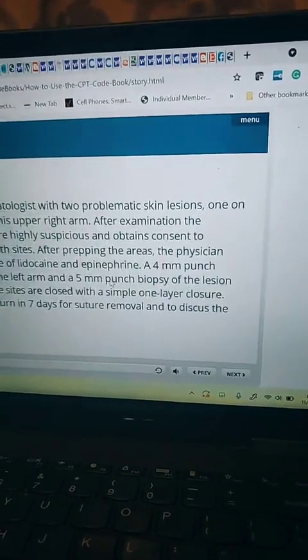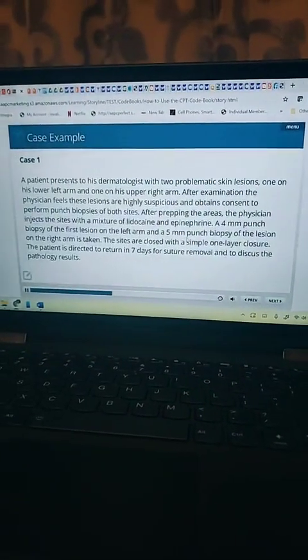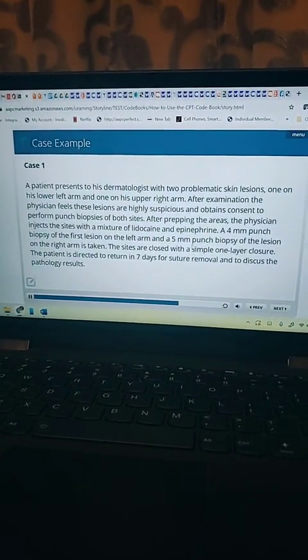Let's use the CPT codebook to code a few case examples. Take a moment to review this first case example, paying particular attention to the possible main terms or subterms. Click next to continue.